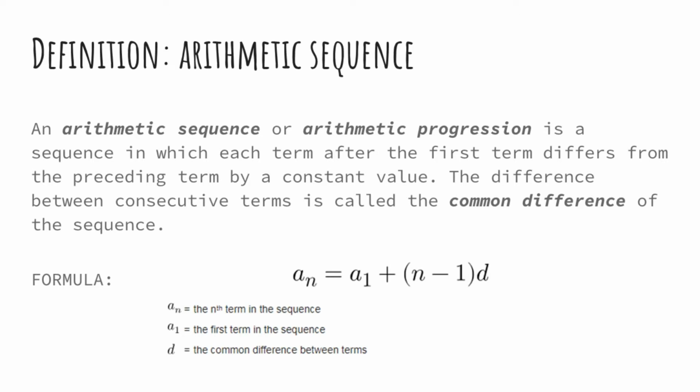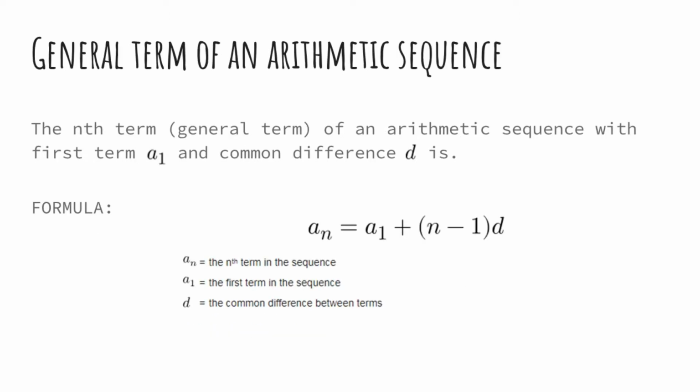So we are either adding a positive or negative number to the first term to get the following terms. The difference between consecutive terms is called the common difference of the sequence. And ideally, the formula for the arithmetic sequence is a sub n is equal to a sub 1 plus quantity n minus 1 times d, wherein a sub n is the nth term of the sequence, a sub 1 is the first term in the sequence, and d is the common difference between terms.